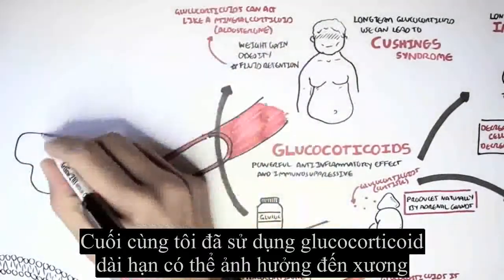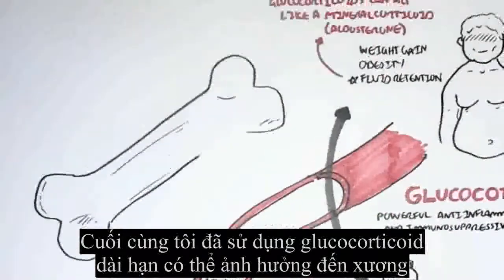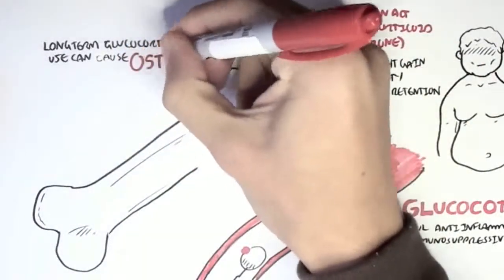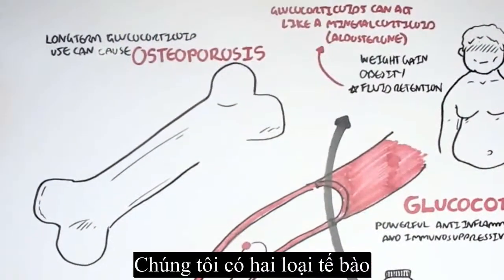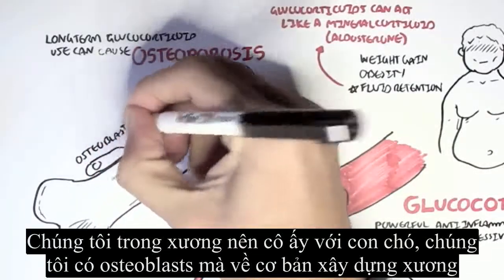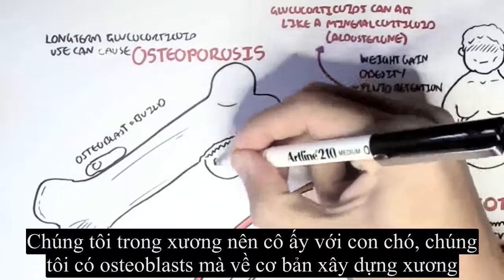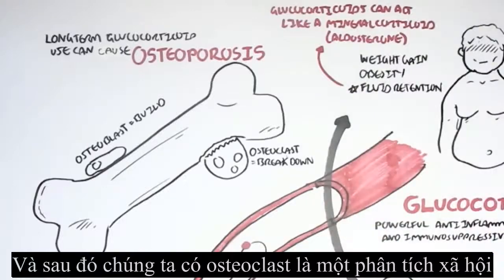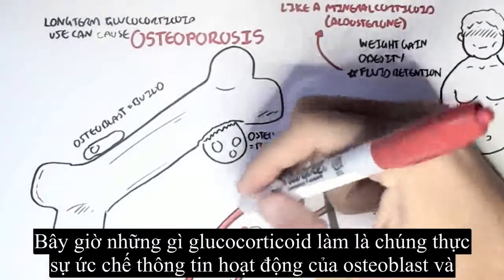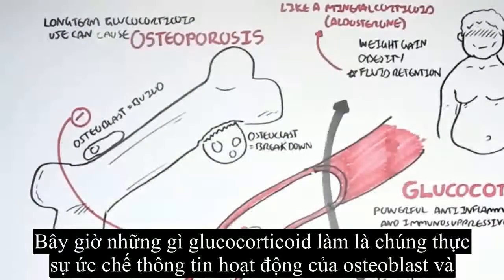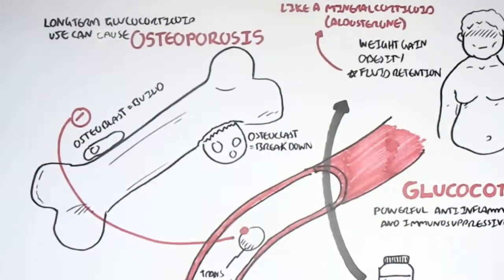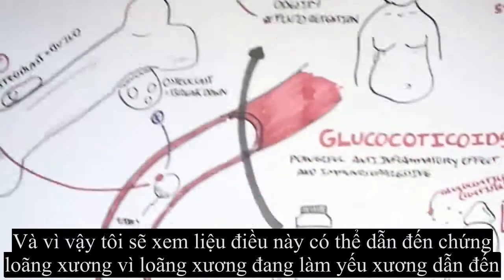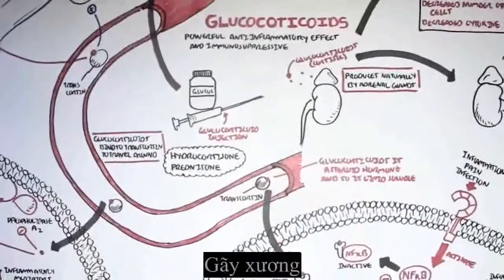Finally, a main point to make is that long-term glucocorticoid use can affect the bone and can cause osteoporosis. We have two main types of cells associated with the bone. We have osteoblasts, which essentially build bone, and then we have osteoclasts, which essentially break down bone. What glucocorticoids do is inhibit osteoblast activity and formation, and promote and stimulate osteoclastic activity. And so this can lead to osteoporosis, because osteoporosis is weakening of the bone, leading to fractures.